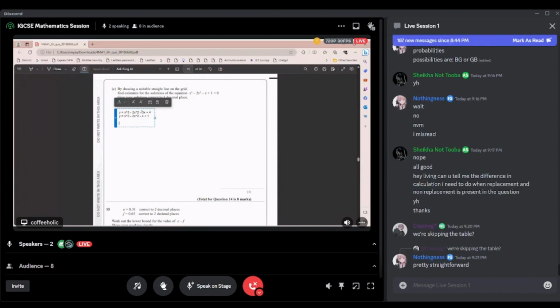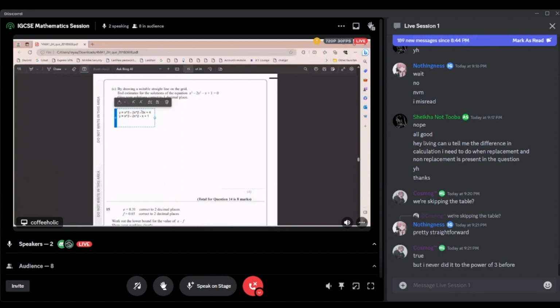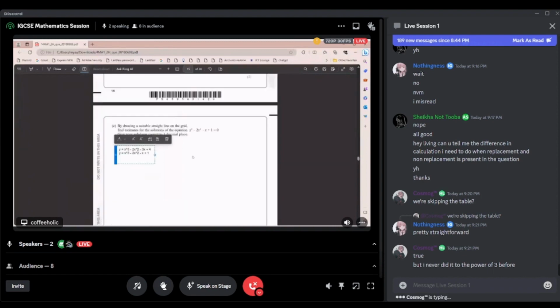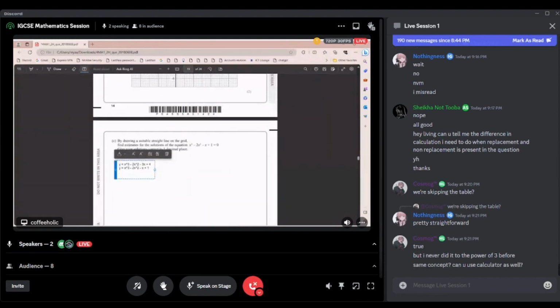So what you do is, given the difference, you do the actual equation, which is y = x cubed minus 2x squared minus 3x plus 4 equals minus 2x plus 3. Yeah, if you put it back on the other side, it would make sense. Yeah, so to the power of 3 basically just means the cubic graph, so it's going to have two curves depending on the gradient. You can use the calculator as well on it.